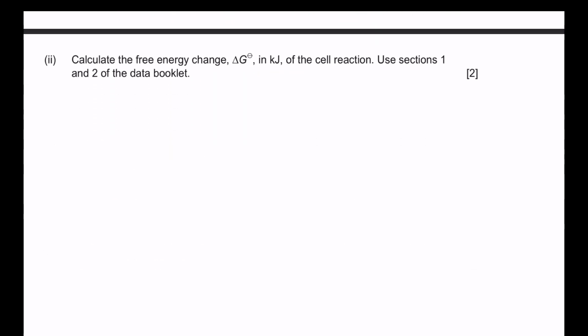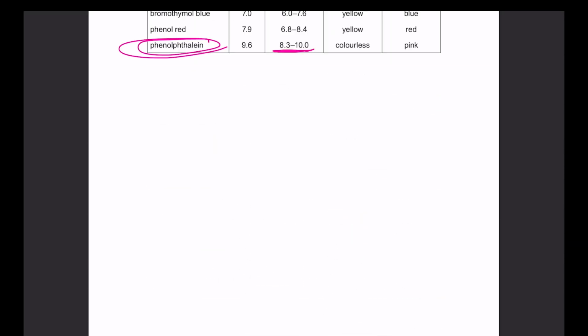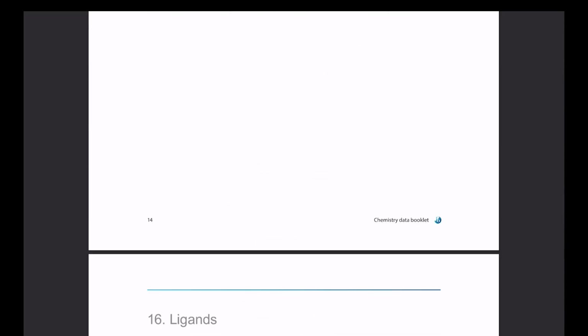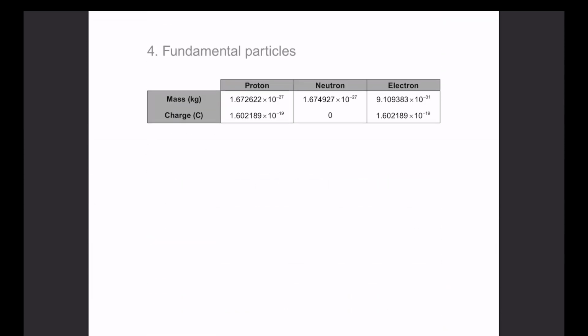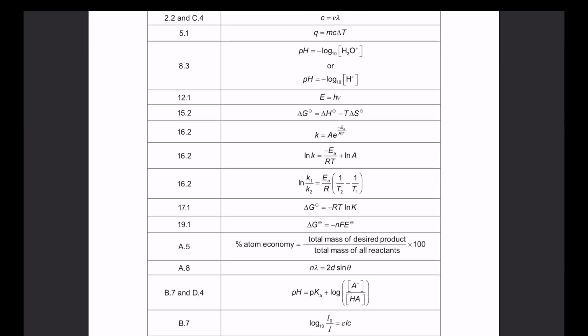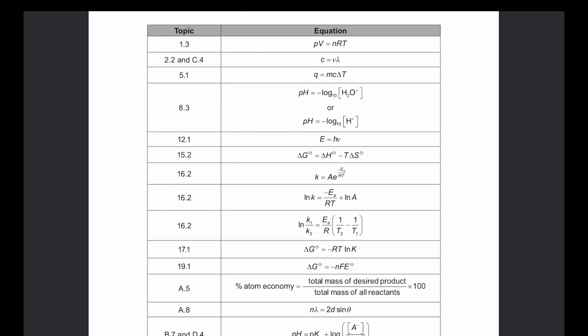Moving on to the next part, we have to find delta G of the reaction. So the formula of delta G you can get from section 1. Section 1 just contains the formula of delta G. And just verify it here. Yes, this is section 1. So here you can see delta G.